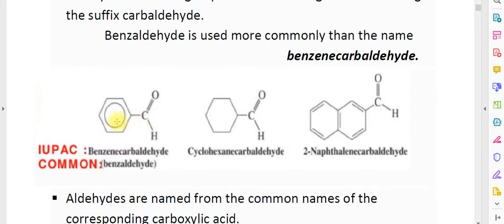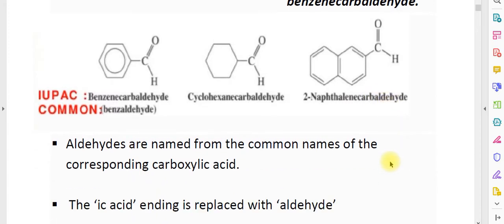So you can see C6H5CHO, that means benzenecarbaldehyde, or we always represent it through the common name, benzaldehyde, C6H5CHO. So here the ring is attached, therefore it is a cyclohexane carbaldehyde. The suffix carbaldehyde is given. So this is cyclohexanecarbaldehyde. And this is a naphthalene group, so this is 2-naphthalenecarbaldehyde. Carbaldehyde is the suffix that is given here.